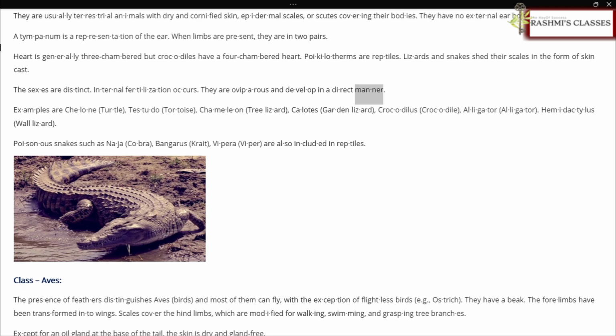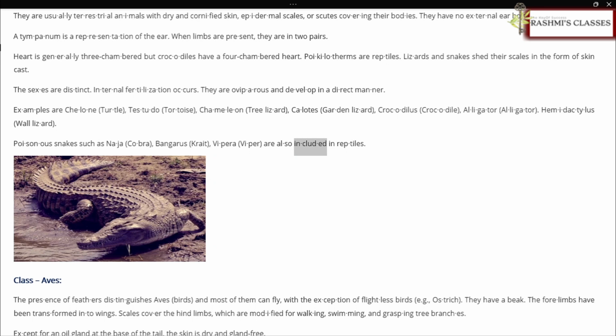Examples are Chelone, turtle; Testudo, tortoise; Chameleon, tree lizard; Calotes, garden lizard; Crocodilus, crocodile; Alligator, alligator; Hemidactylus, wall lizard. Poisonous snakes such as Naja, cobra; Bangarus, krait; Vipera, viper, are also included in reptiles.